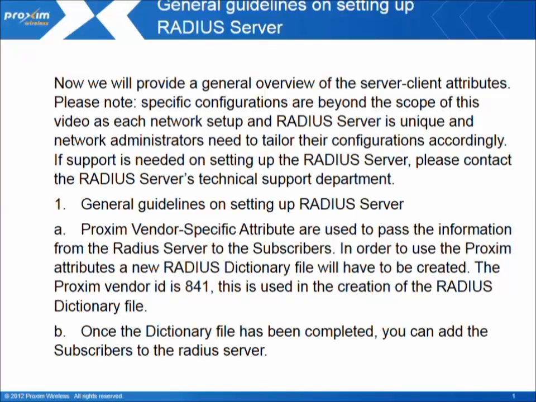Proxim vendor specific attributes are used to pass the information from the Radius server to the subscribers. In order to use the Proxim attributes, a new Radius dictionary file will have to be created. The Proxim vendor ID is 841. This is used in the creation of the Radius dictionary file. Once the dictionary file has been completed, you can add the subscribers to the Radius server.